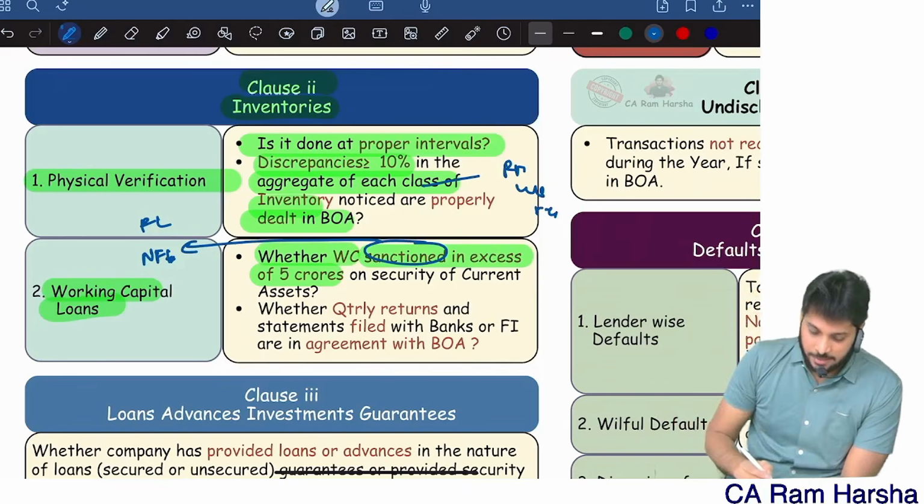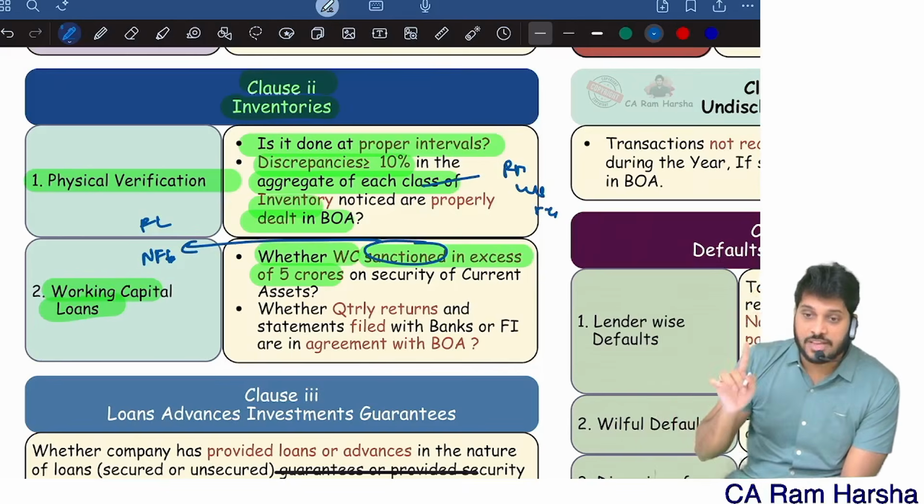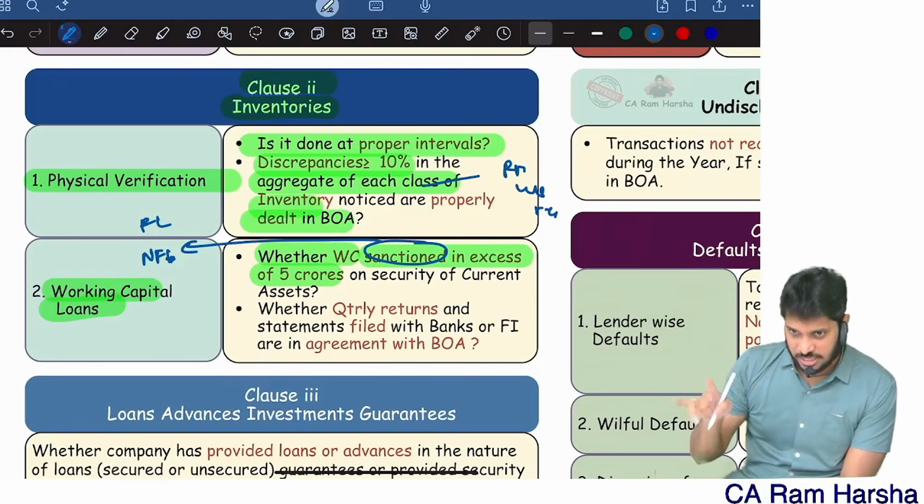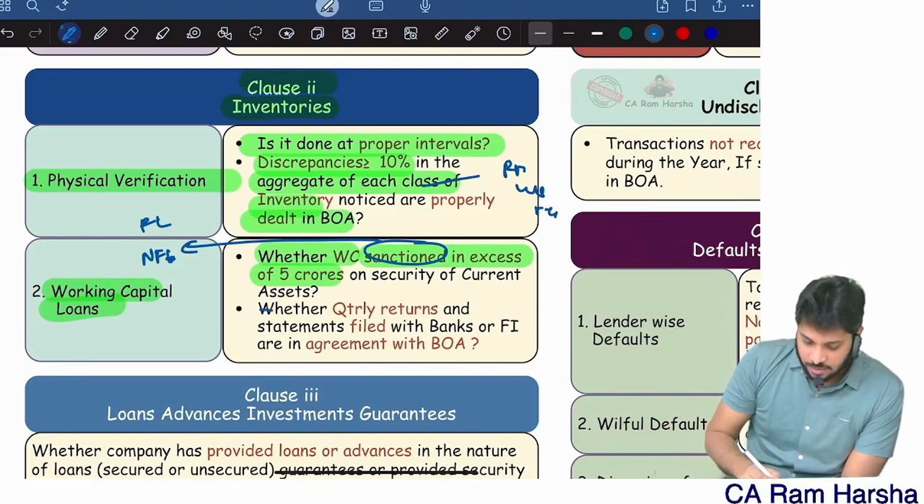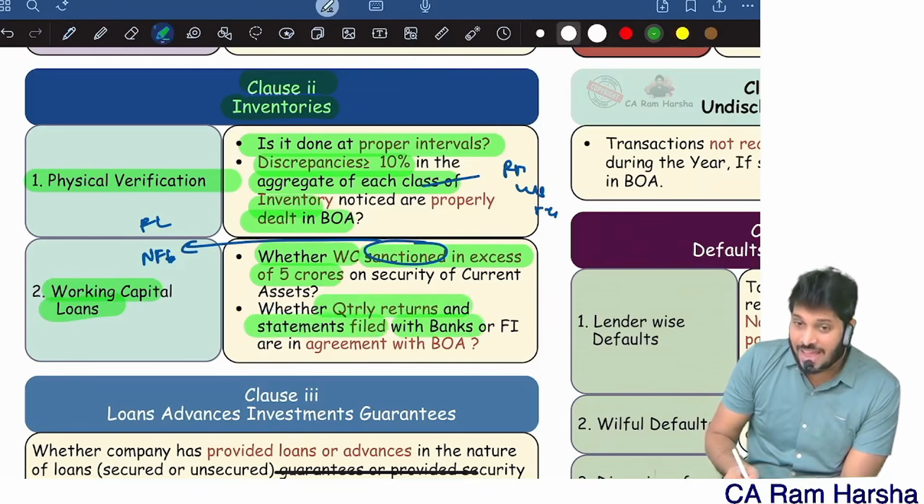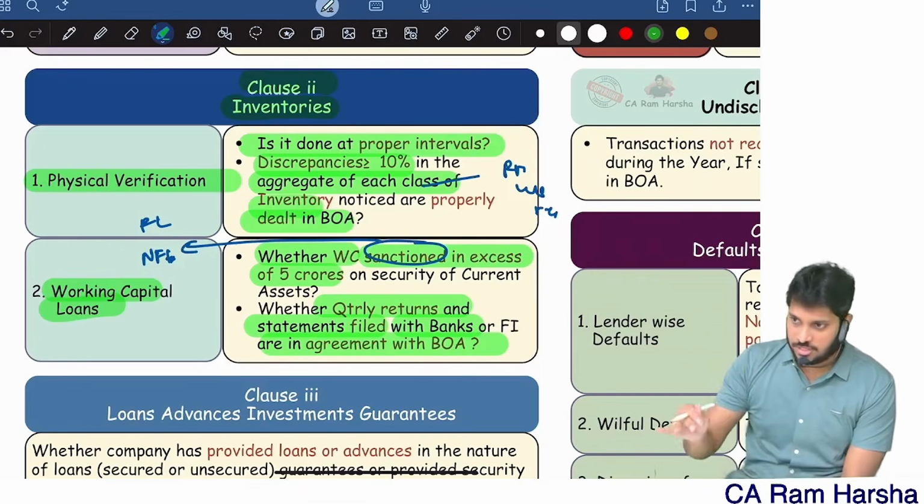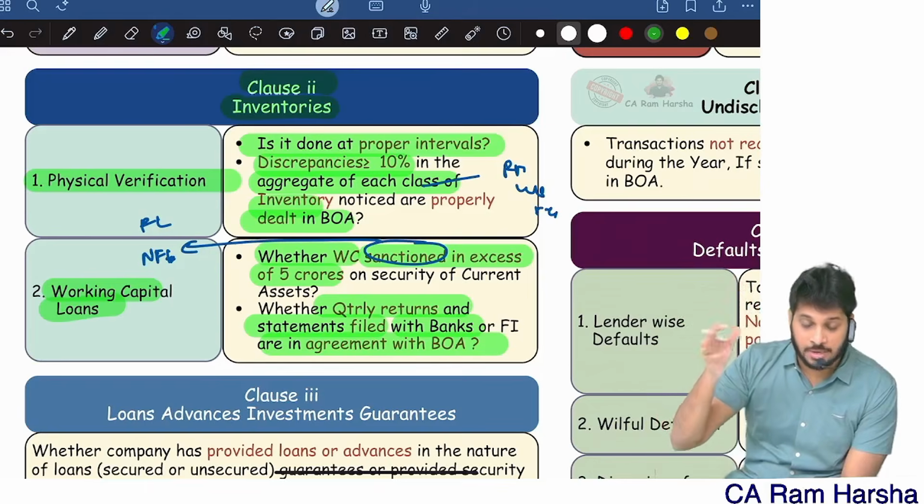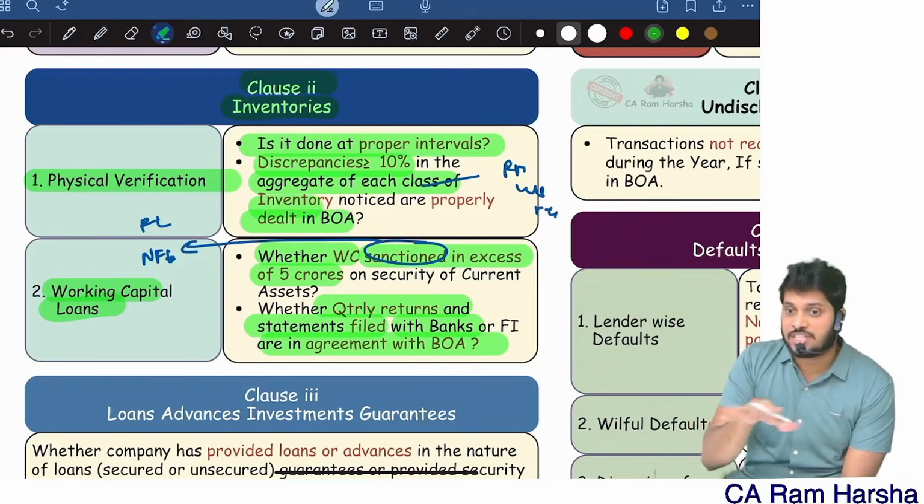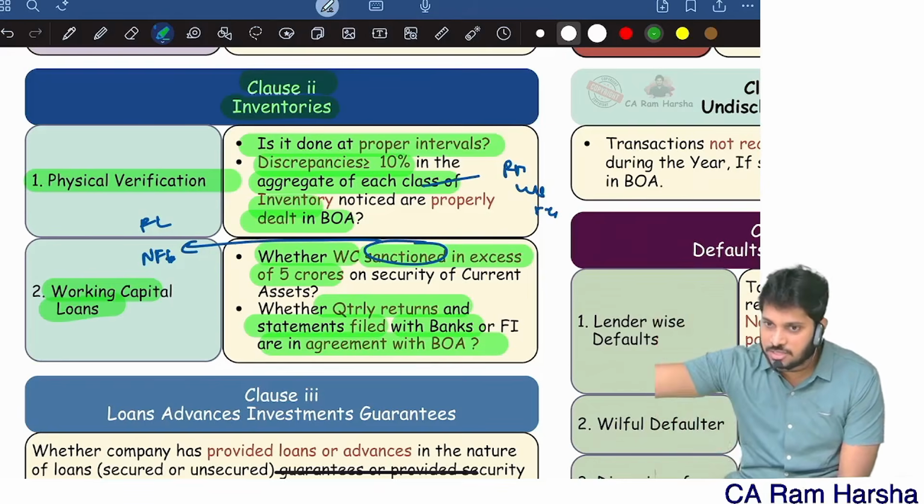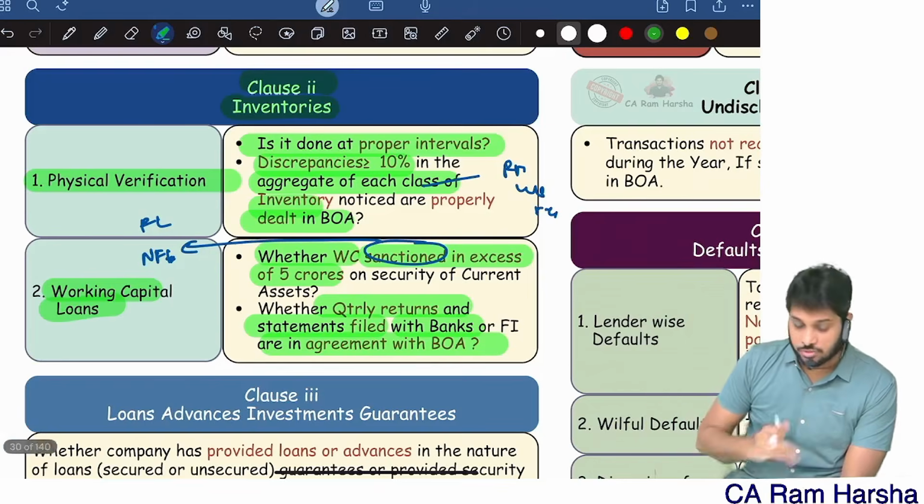Next. If at all more than 5 crore worth of working capital limit is sanctioned, then what does the auditor have to verify? Whether the quarterly statements and returns which are filed with the banks are matching with the books of account. For most of the banks, now they are matching. Earlier, when this provision first came, many companies did not have matching numbers. What they filed with bankers was different from what they showed in the books of accounts.